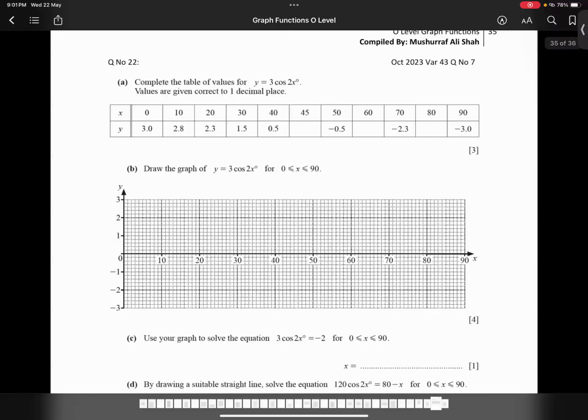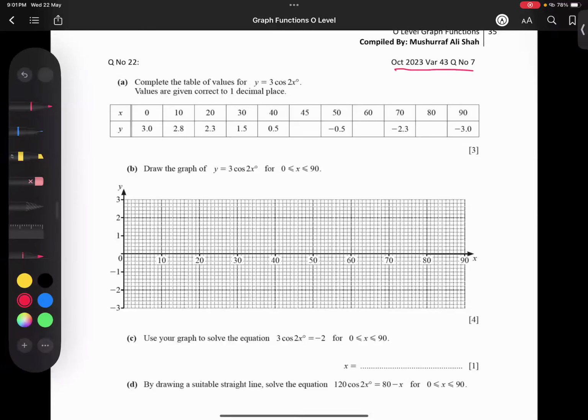Bismillah ar-Rahman ar-Rahim. This is a question from October 2023, variant 43, question number 7 in the past paper.